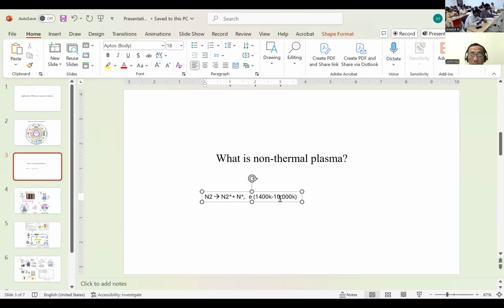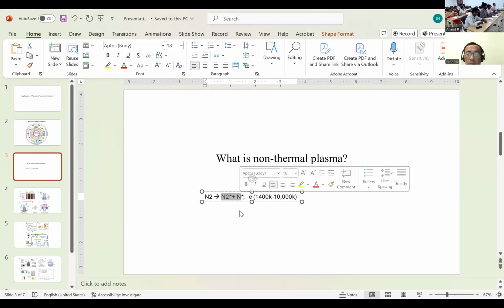But keep in mind the mass of the electron is very small. The main body of the molecule is the so-called plasma N star or N2 star. The majority of the molecular weight is on the N2 or N2 star, not on the electron. So what does it mean? It means in the system you have a lot of hot electrons floating around, which is good. They keep on activating the molecules, but the remaining things are basically cold.